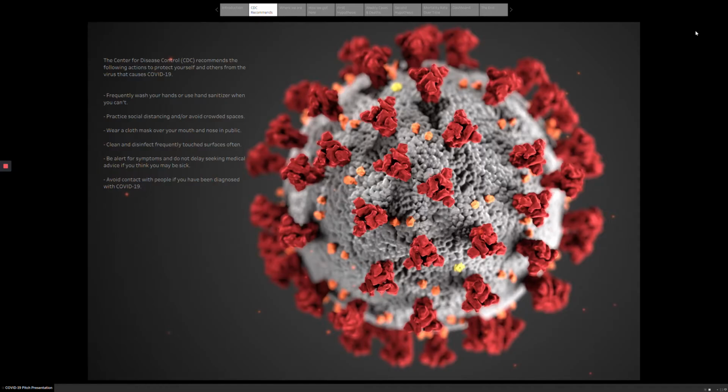As a quick reminder, here are some of the best practices the Center for Disease Control has recommended for protecting yourself and others from the virus that causes COVID-19. Frequently wash your hands or use hand sanitizer when you can't. Practice social distancing and/or avoid crowded spaces. Wear a cloth mask over your mouth and nose in public. Clean and disinfect frequently touched surfaces often. Be alert for symptoms and do not delay seeking medical advice if you think you may be sick, and avoid contact with people if you have been diagnosed with COVID-19.